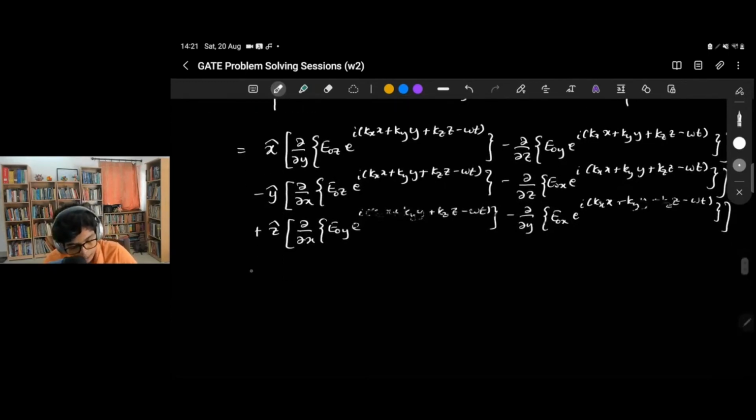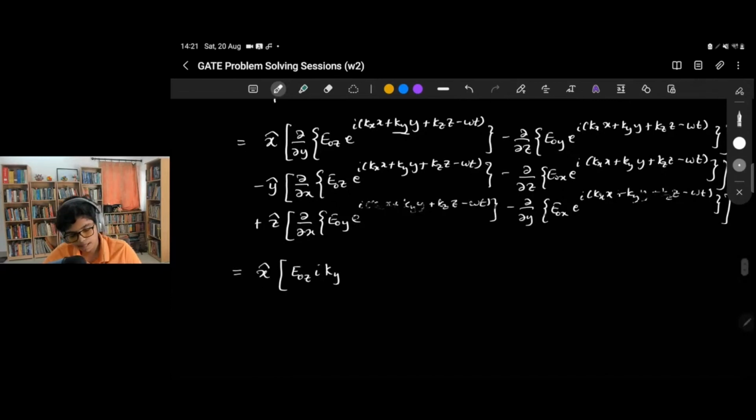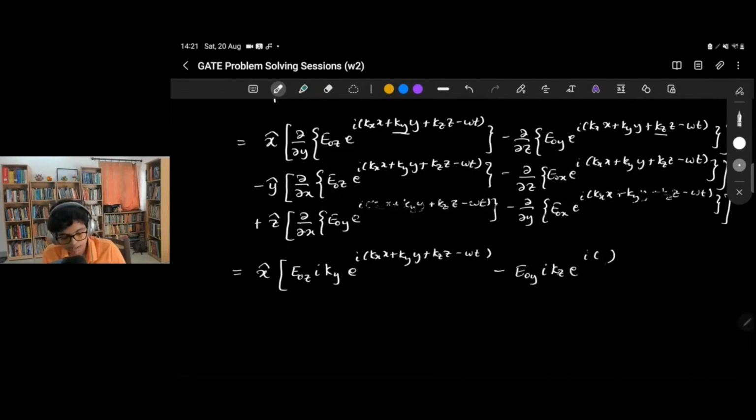And you can find out these derivatives. They are pretty simple. So for the first case, what comes out is i times ky. This is del by del y, and E naught z is constant. So what you get is E naught z i ky and exponential i (kx x plus ky y plus kz z minus omega t). And from the second, what comes out is i kz. So you have minus E naught y i kz and the same exponential. I'll not write it again. So same exponential.